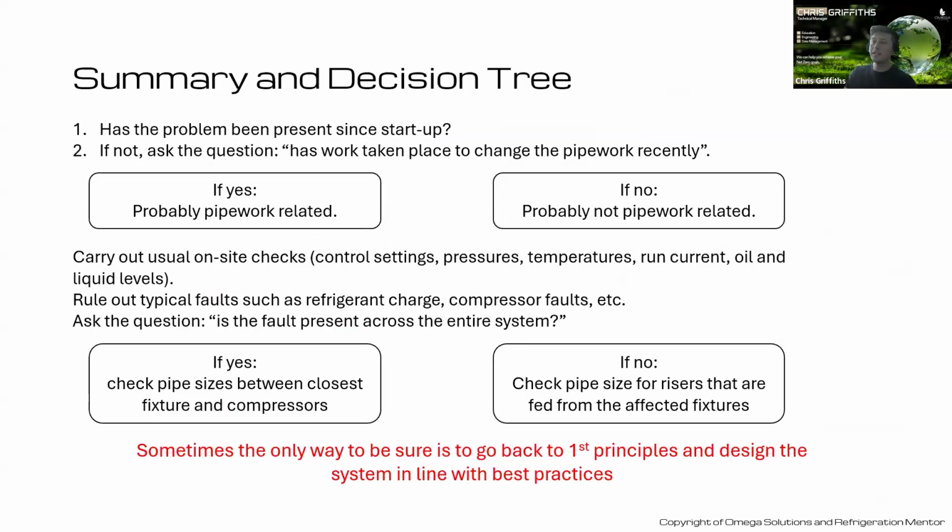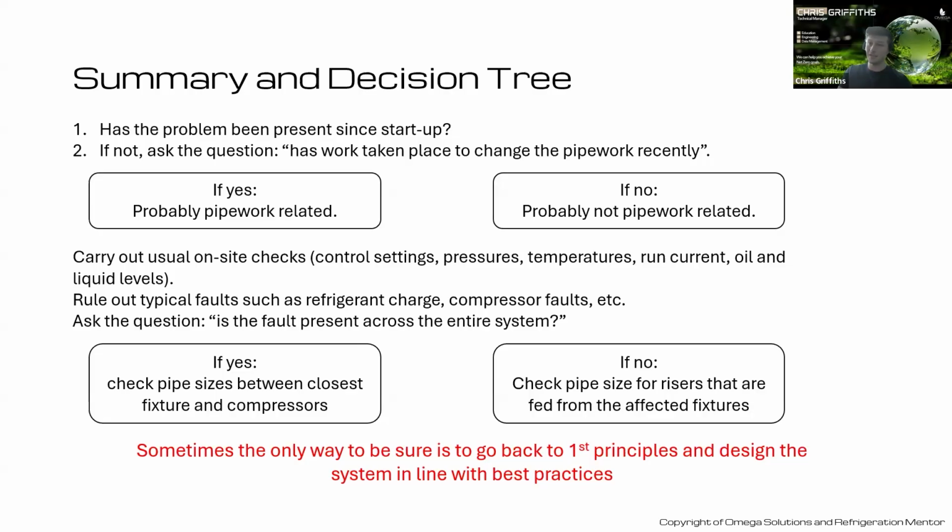And then a very quick summary and decision tree. If you were having faults on site led from pipe sizes, which you think you may need to go and investigate: has it worked before? If it has, it's probably not pipe sizing related. If it's something recent, it's probably not pipe sizing related. If it hasn't ever worked correctly, could well be pipes.